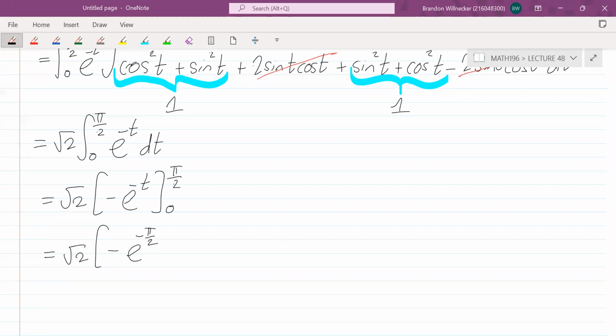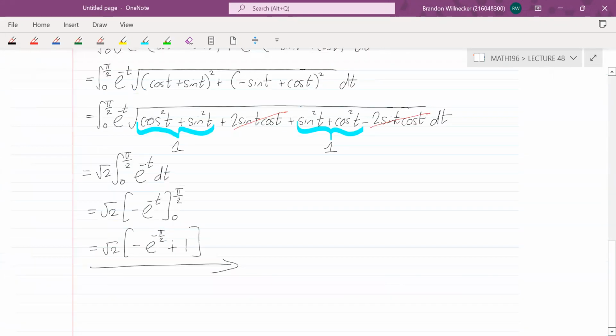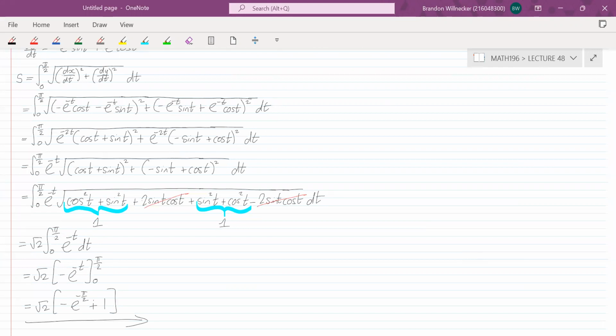And then we're going to have minus and a minus, so that makes a plus. e to the 0, but that's going to be 1. Okay, so we get our total length of the curve. Okay, so this was from t equals 0 to t equals pi over 2. Okay, any questions on this example? Okay, let's take a look at the next one.